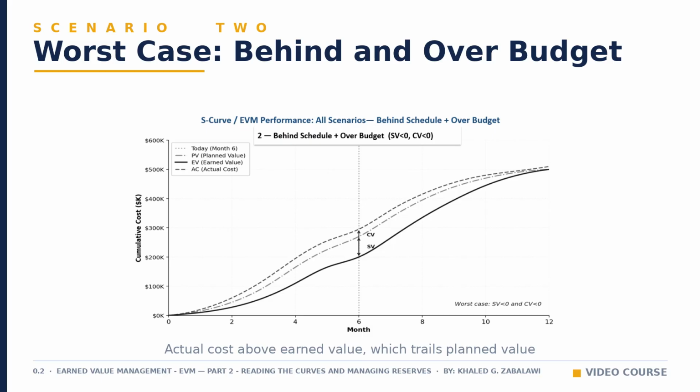When you see a chart shaped like this, it is a signal to investigate root causes immediately, whether that is scope creep, resource shortages, or underestimated work, before the gaps widen any further.